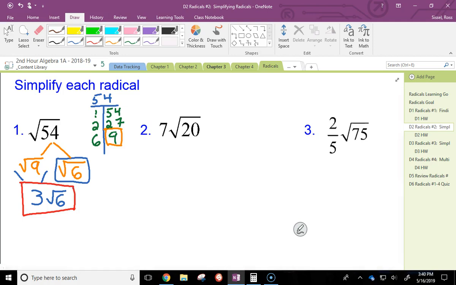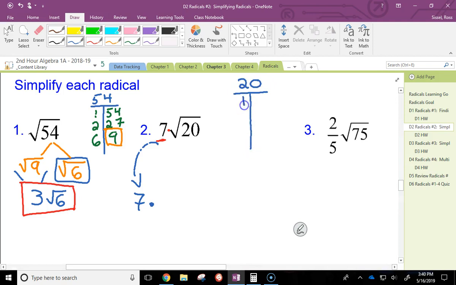On number 2, I have 7 times the square root of 20. I'm going to take this 7, switch colors, and bring it down here. I'm going to work with that a little bit later. I first have to find the square root of 20. So like I did before, factors of 20. 1 times 20, 2 times 10, 4 times 5, and that's all of them.